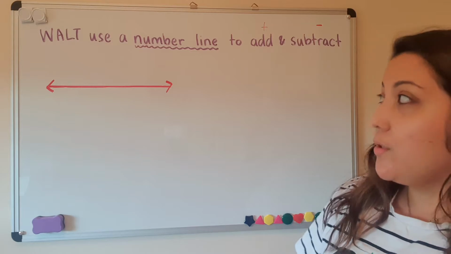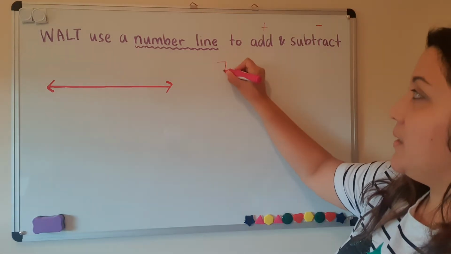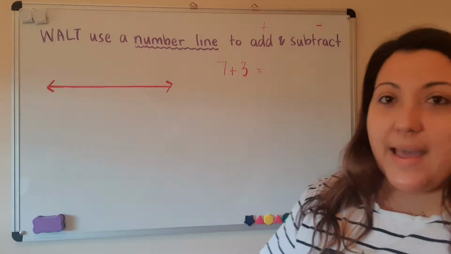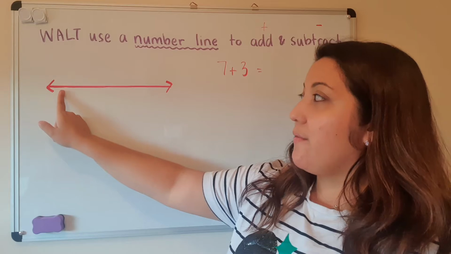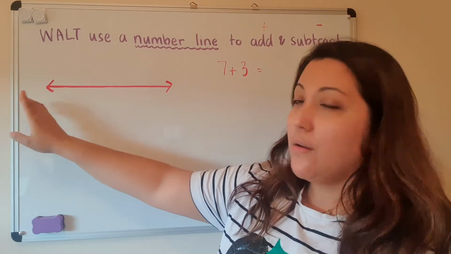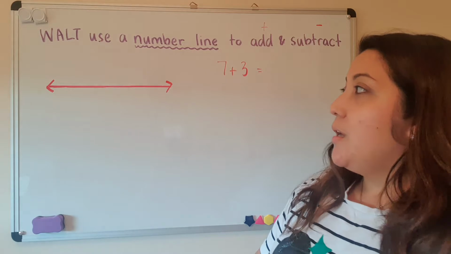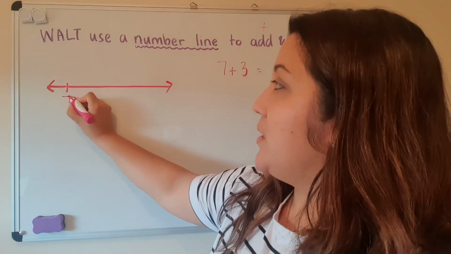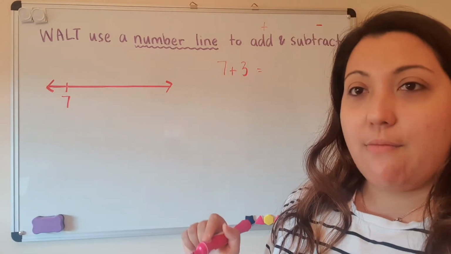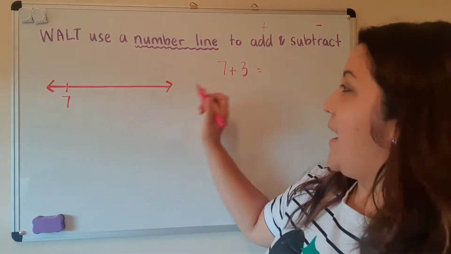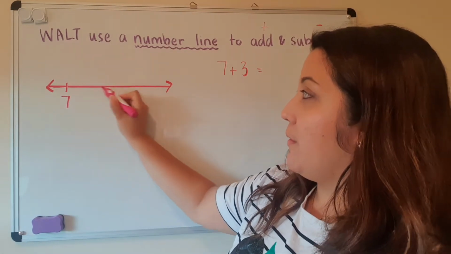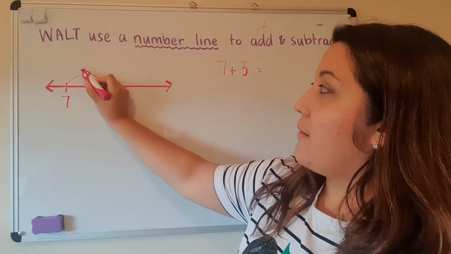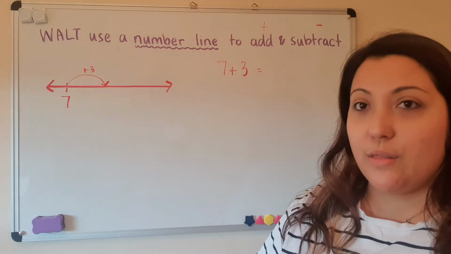Now, what I'm going to do first is write a number sentence. 7 plus 3. When I'm adding on my number line, I have to start from here because my number line goes from smaller numbers to bigger numbers. So I can start with my biggest number, and I use a little line and write the number 7. And I'm going to add 3. I'm not going to add 1, 2, 3. I'm going to add 3. And at the top I write what I'm adding, plus 3.